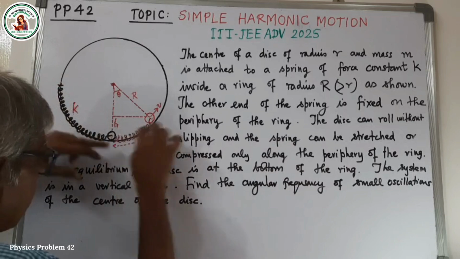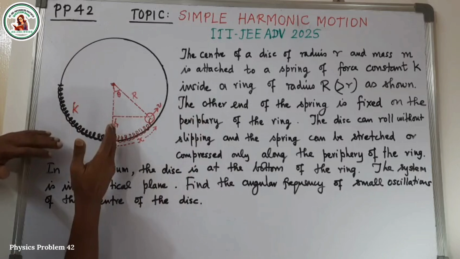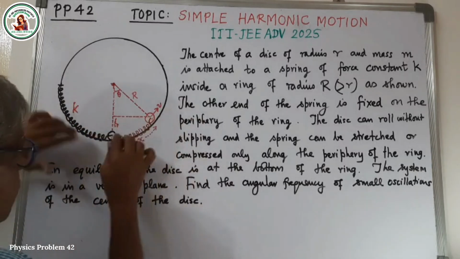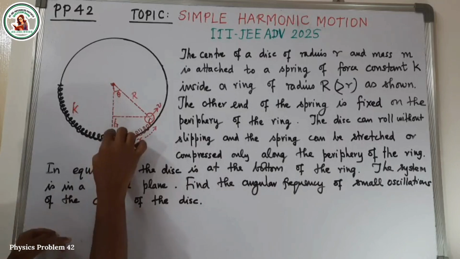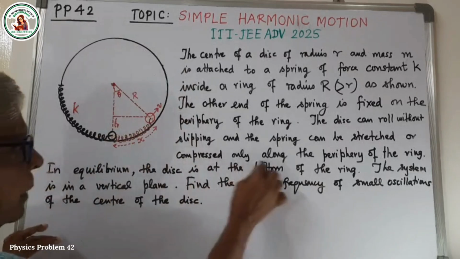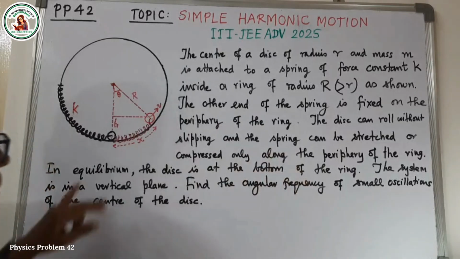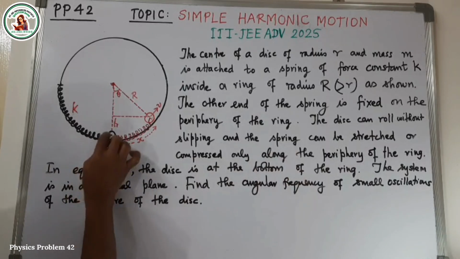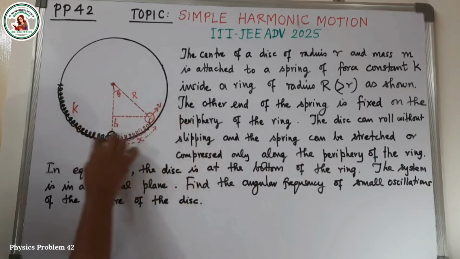if the disc moves to the right, there will be elongation of the spring, and if the disc is moving to the left, compression will take place. In equilibrium, the disc is at the lowest point of the ring's periphery, as given here. So when you disturb it, it will undergo angular simple harmonic motion.